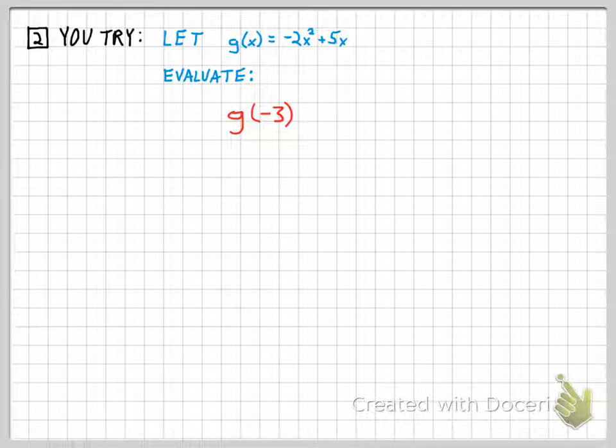Okay, box 2 is a u-try for the function g of x equals negative 2x squared plus 5x. Take a minute and evaluate g of negative 3. Again, be really careful with that negative sign.